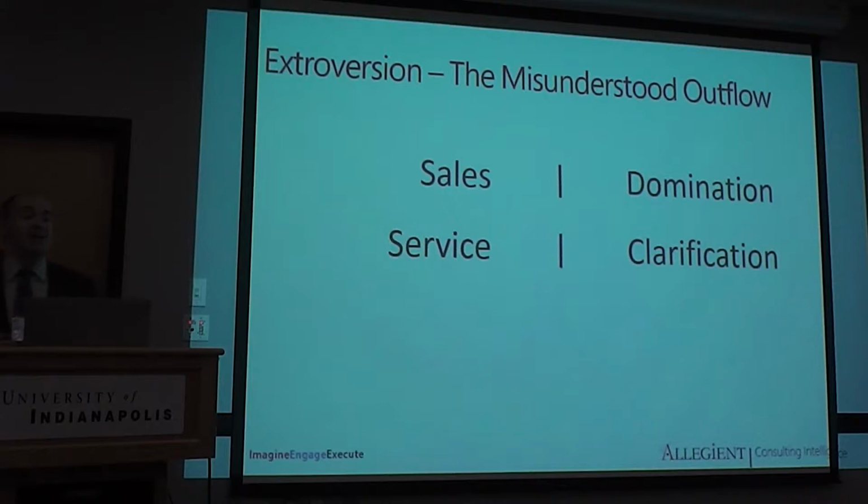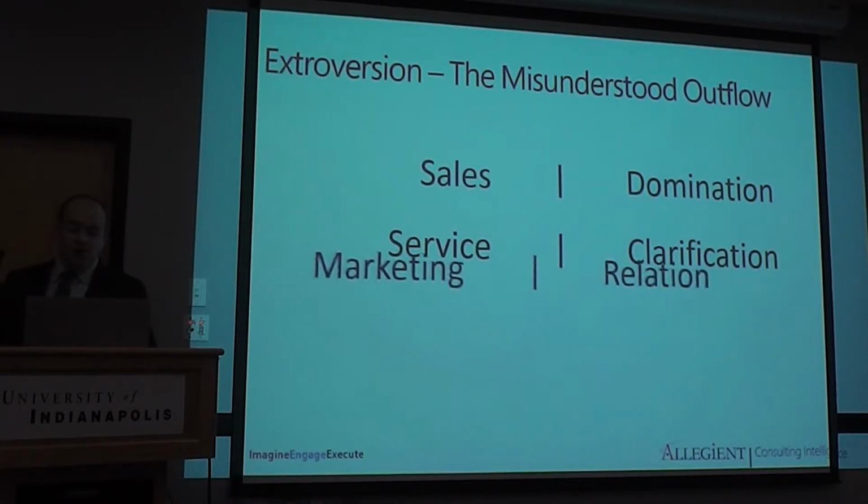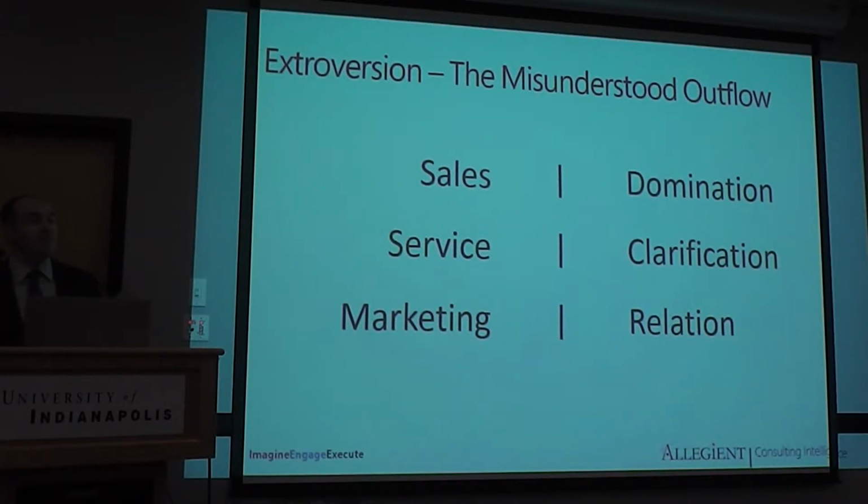For service, it's about clarification. I need to be extroverted because I need to ask you, oh, what button did you press? Oh, did you try opening that thing? Oh, what part number are you looking for? I'm going to help you find that. You're clarifying, and so you're extroverted because you need to clarify. And for marketing, those are truly the relational people. Because they're trying to connect with you and get you to connect with their product, service, or company, they want to relate. So it's three completely different reasons why they're extroverted.